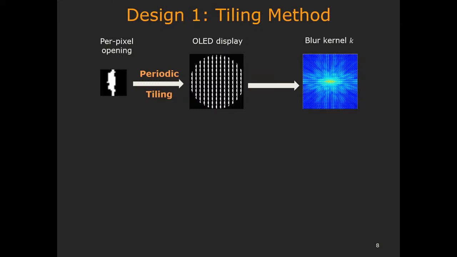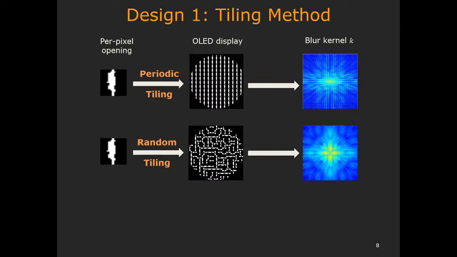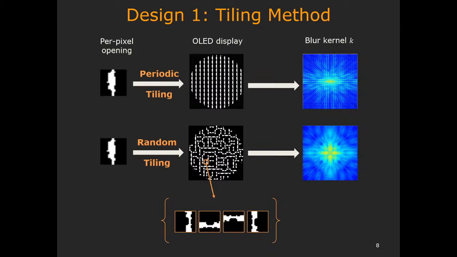We first investigate the display pixel tiling method. Conventional displays do periodic tiling, that is, all display pixels are identical. We show in the paper that periodic tiling is not conducive to having a compact invertible blur. Based on that insight, we propose to randomly tile the display pixels. At each position, we randomly rotate and flip the original pixel.